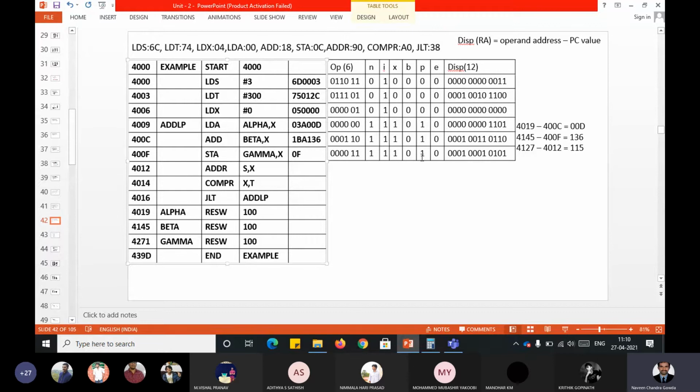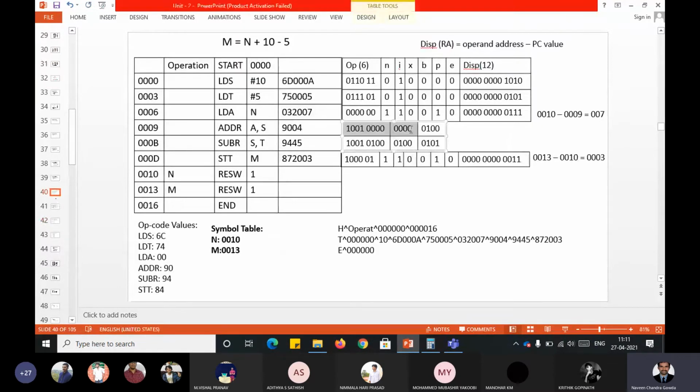Right. Next, if I take you to the next, which is ADDR S comma X. As we know, this is a format 2 instruction. So for that we have a separate format, where the first 8 bits will be the opcode, the next 4 bits will be register 1, and the next 4 bits will be register 2. That's the format we had, if you remember.